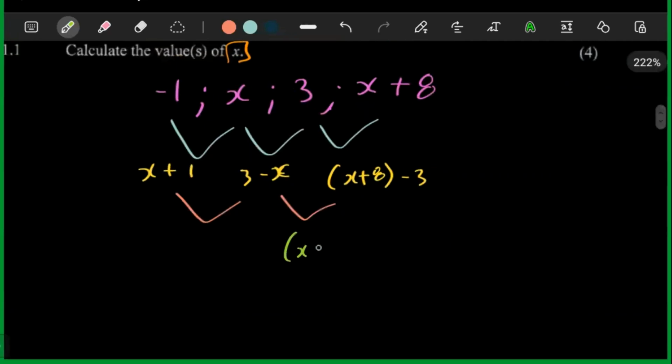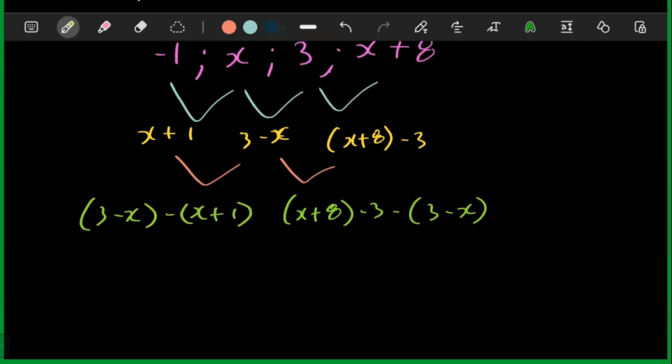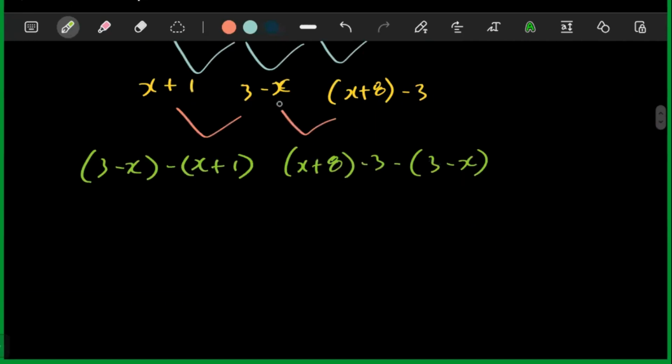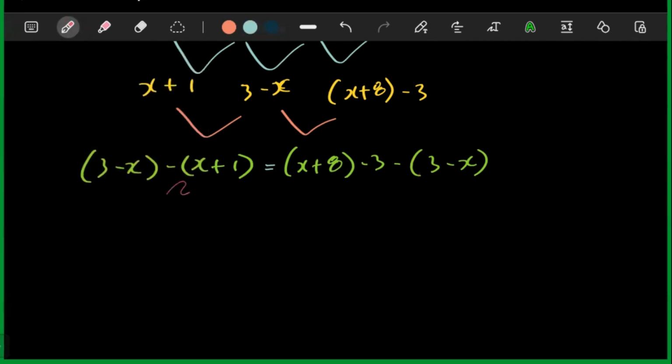So for these equations, you're going to say this whole thing here minus this one. So you're going to have x plus 8, and you're going to subtract 3 minus x. Then here you're going to have 3 minus x, and then you're going to subtract this whole thing here, x plus 1. So what you know is this minus this is equal to this minus that, because that's what the second common difference is. The second difference is the same. So we can work this equation out.